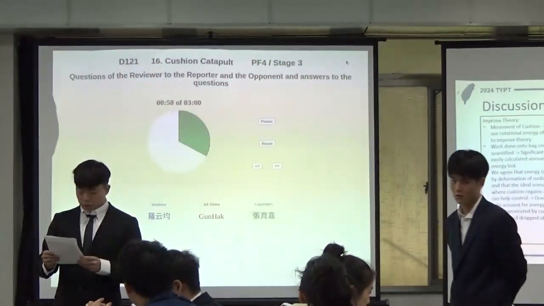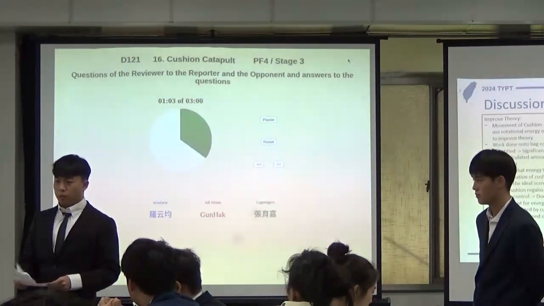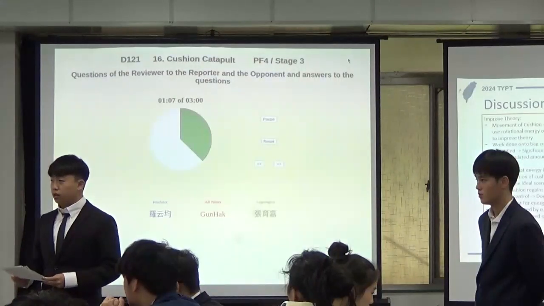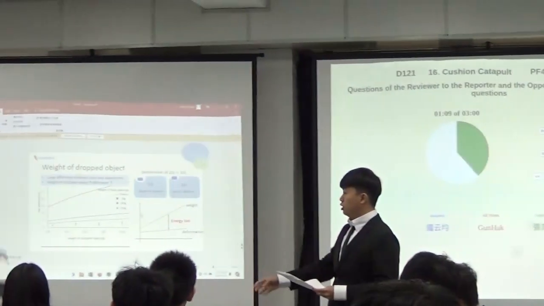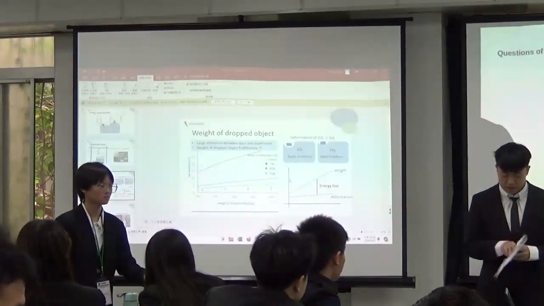Okay. So, did you only drop one object? Because the problem statement said that we have to drop several objects. We have changed the weight of it. Okay, it's fine. Skip this question.